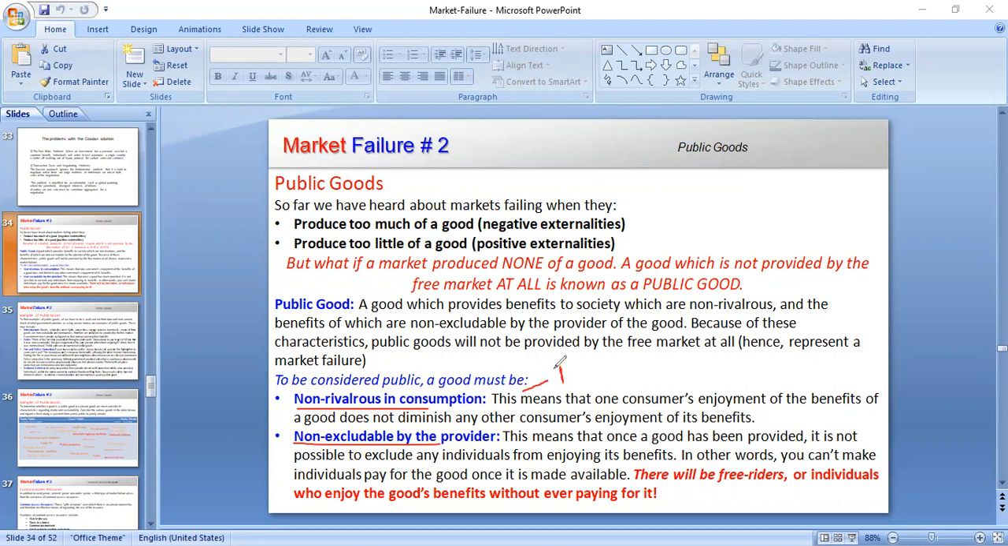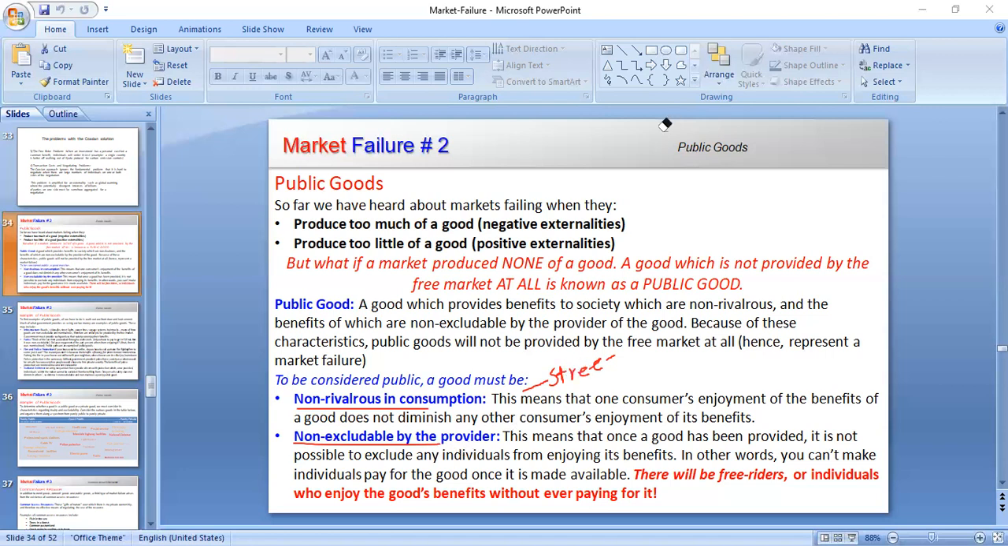For example, street lights. Street lights are a public good, because even if very many people are using them, the light will not become dim because there are many people using it. The benefit that an individual gets from using a street light does not reduce the benefit available to other individuals.